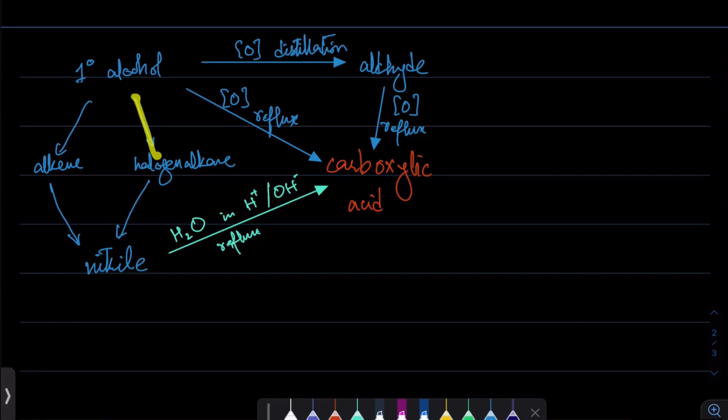This is nucleophilic substitution. This is also nucleophilic substitution. This is elimination, and this is nucleophilic substitution. And they will lead you to nitrile getting carboxylic acid. But remember, the nitrile will add a carbon to it. ठीक है?